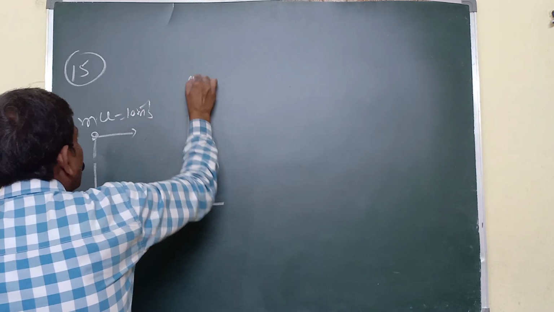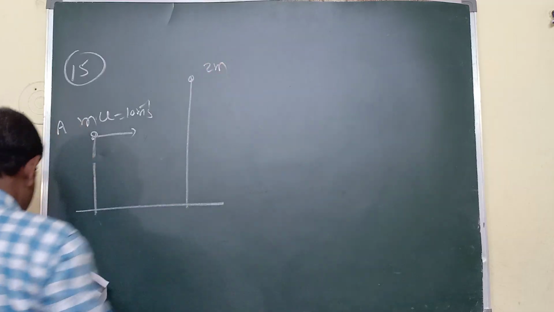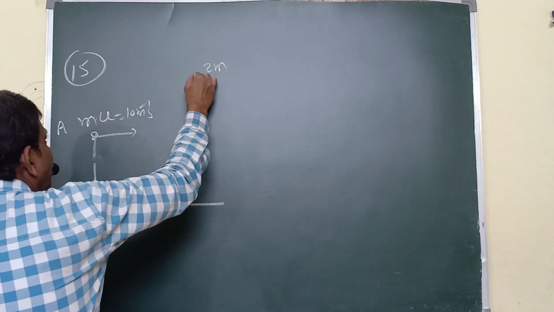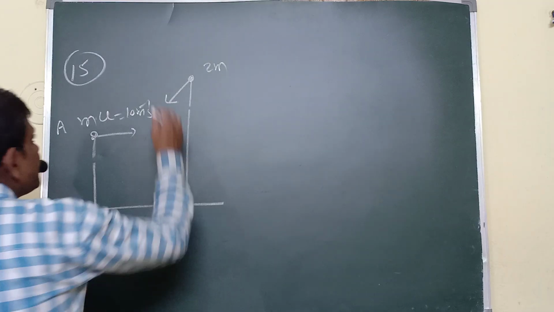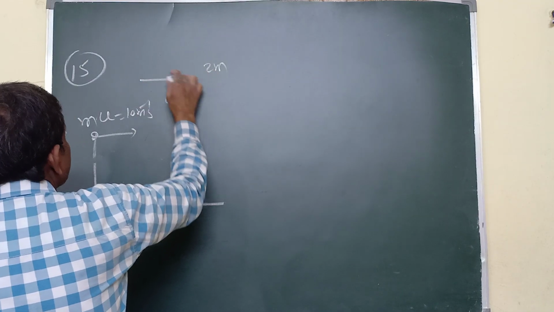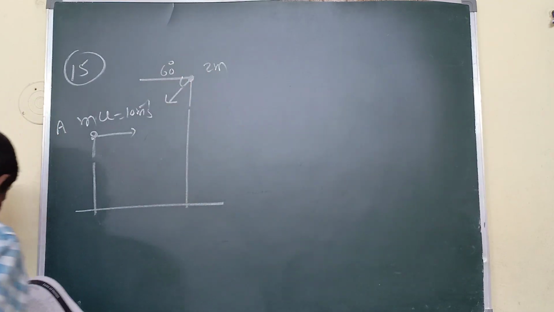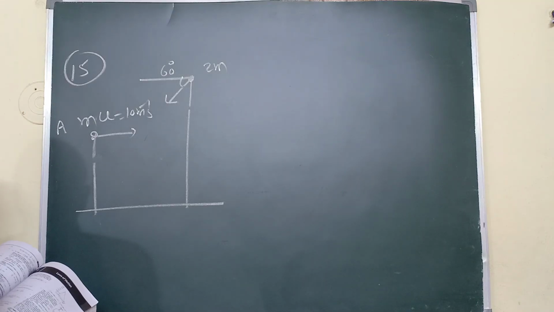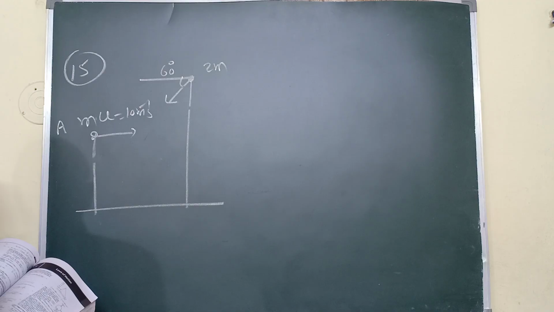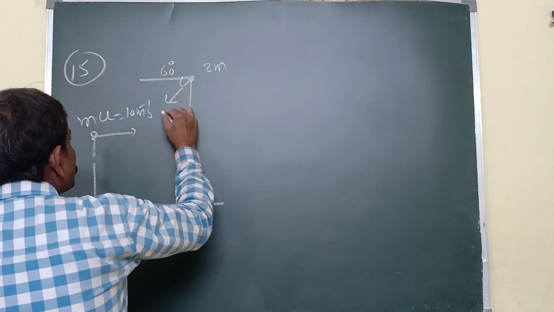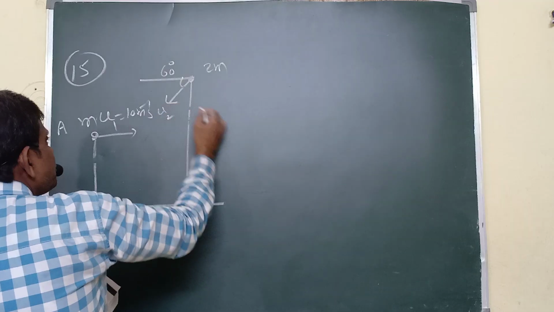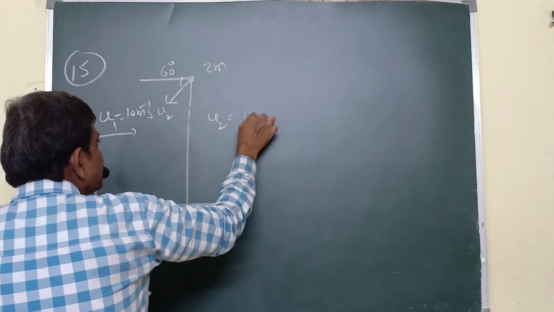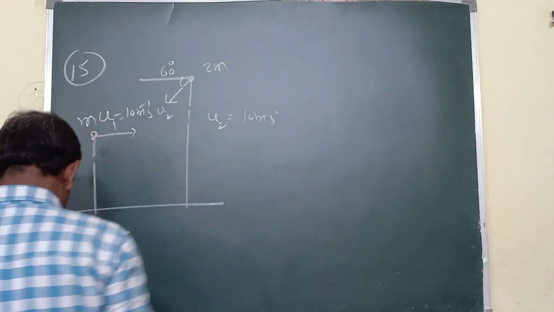Similarly, here is another mass, 2m. It is projected obliquely downward, making an angle of 60 degrees with the horizontal, with a velocity of 10 meters per second. This velocity I take as u1, and this velocity I am taking as u2. What is u2? 10 meters per second.